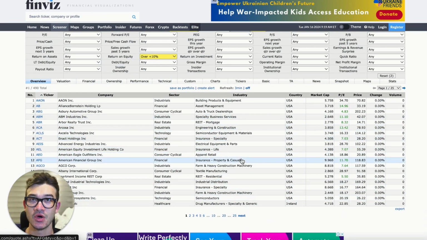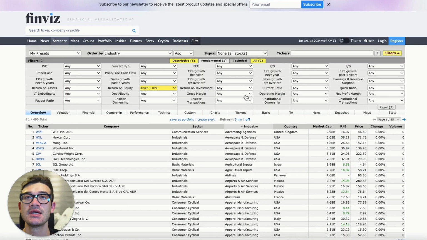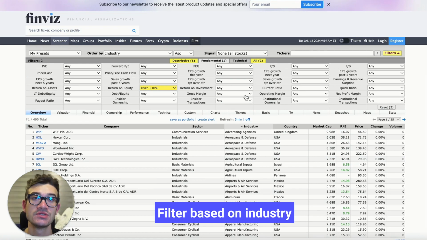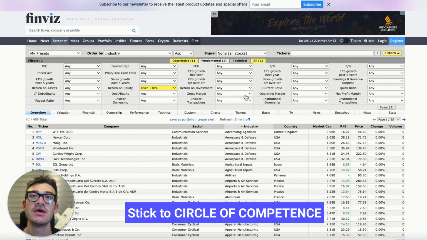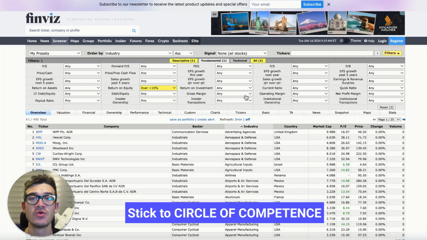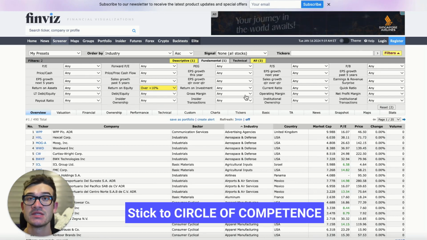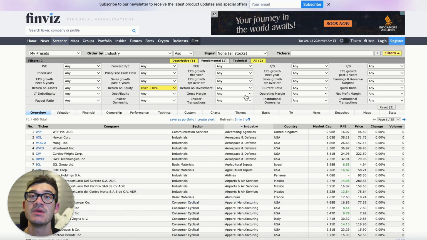There's 490 in total. So what we can do to help narrow the focus is filter based on industry, because as investors, we have to stick within our circle of competence, as Warren Buffett has said. There are certain industries that potentially you understand more than others. You might understand this because you are in the industry as part of your job. Maybe you deal with these companies on a daily, weekly, or monthly basis. Maybe you're familiar with a brand name. It's really up to you.